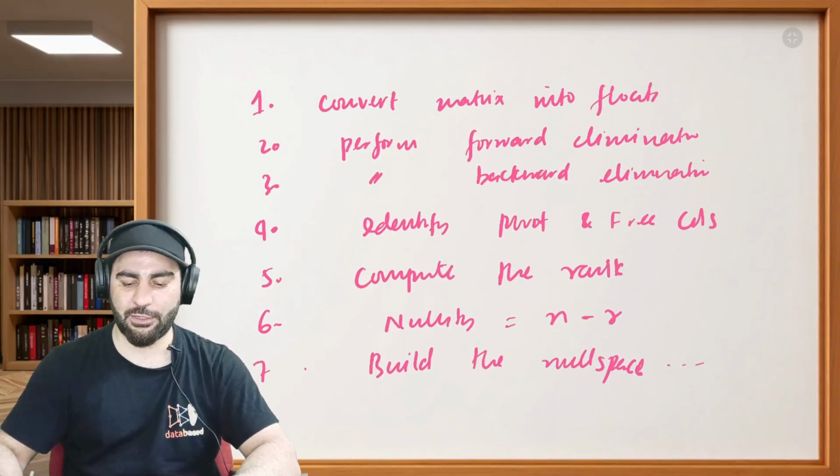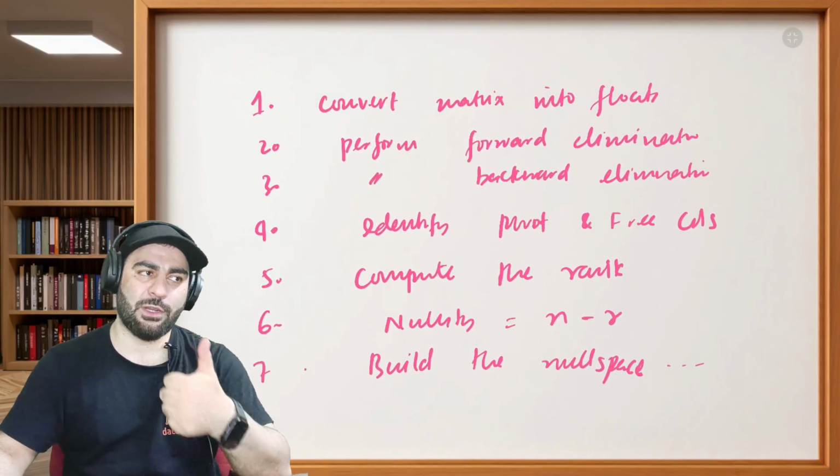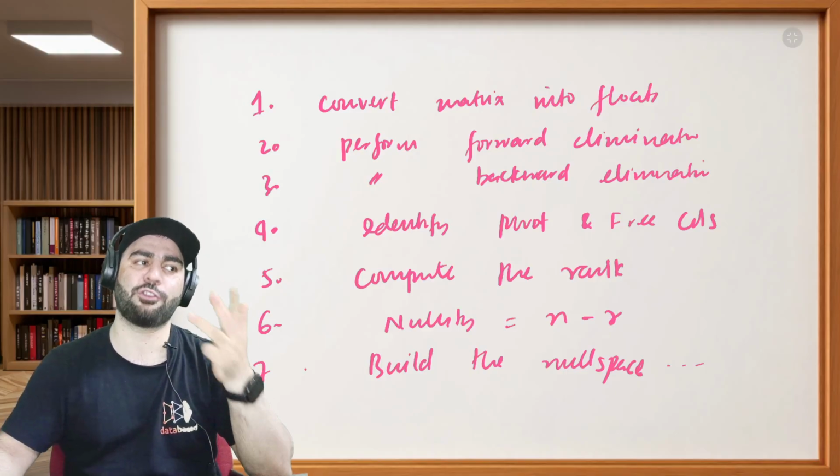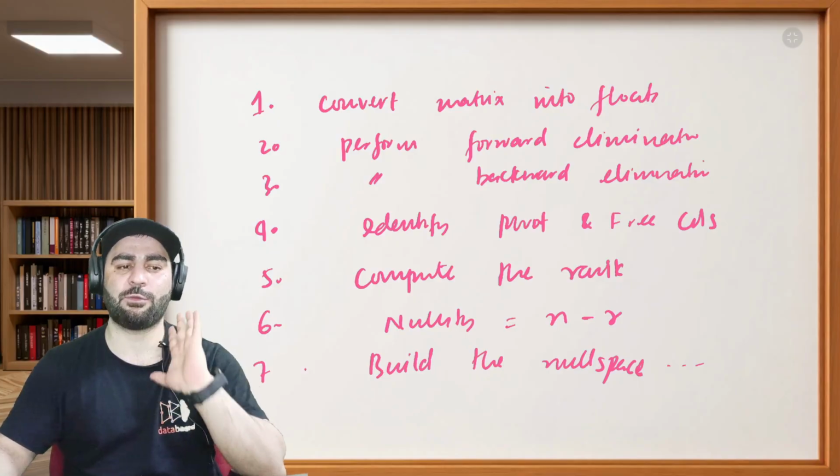This algorithm that you see over here will give you the row reduced echelon form. We can also find solutions, the null space, the rank, and the nullity. That's what we want to code.